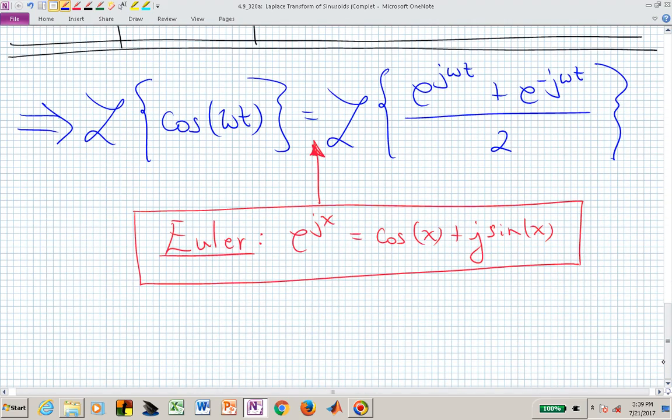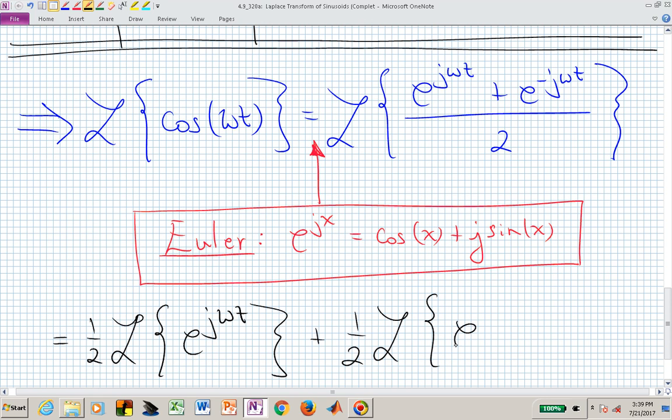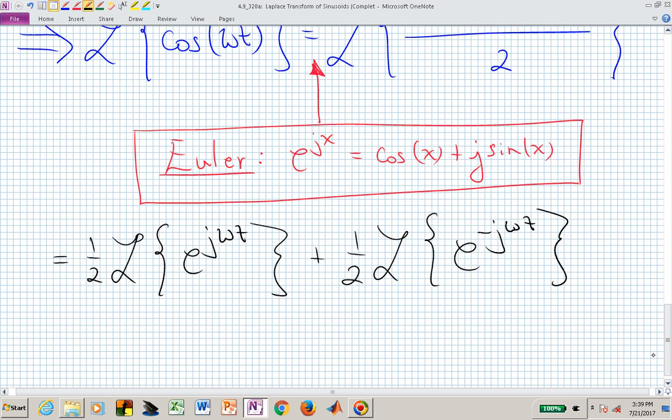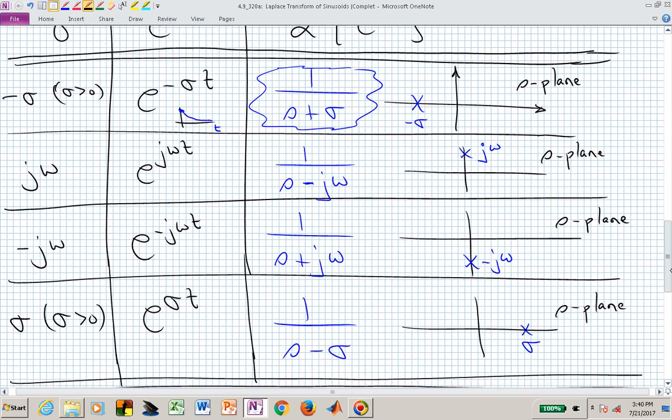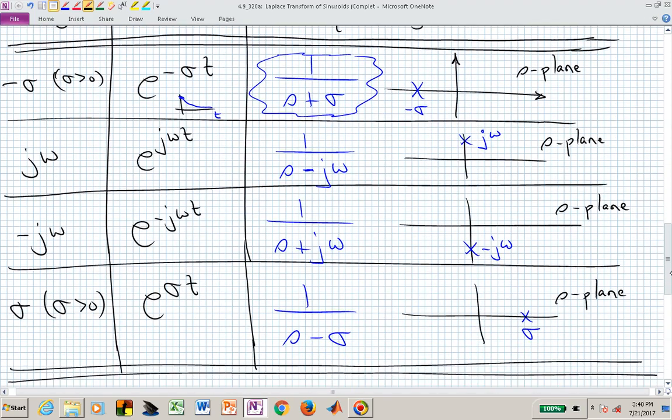Doing that, let's separate this Laplace transform of cosine omega t into two pieces. We can factor out the 1/2 from both terms, and we have 1/2 times the Laplace transform of e to the j omega t plus 1/2 times the Laplace transform of e to the minus j omega t. And we've already found what those Laplace transforms equal. Those are the Laplace transforms in row 2 and row 3 of this table.